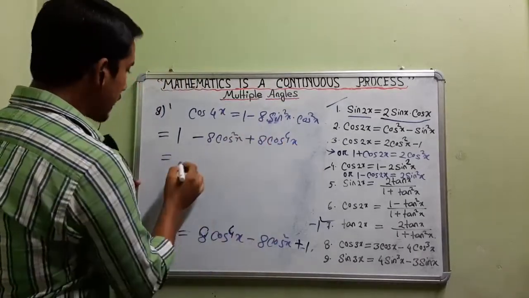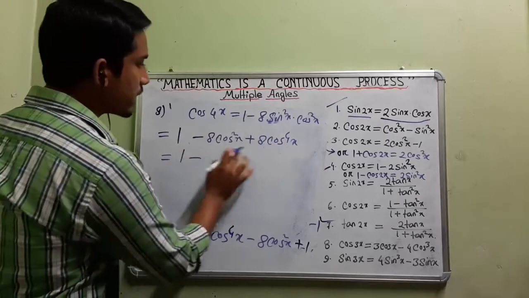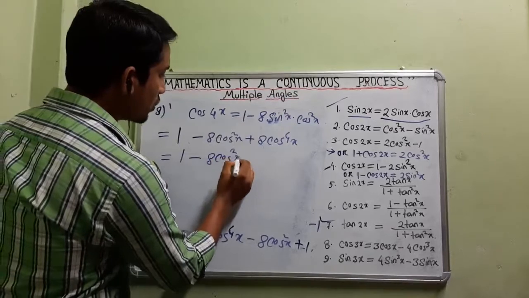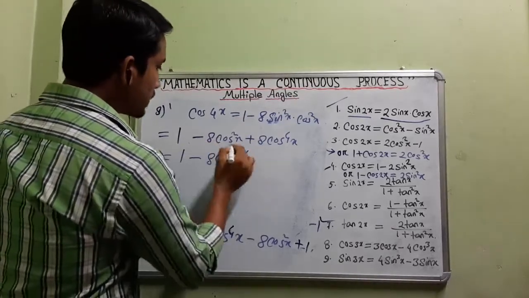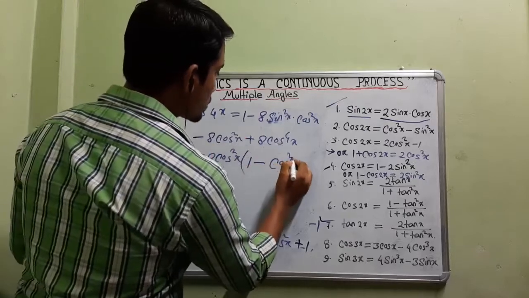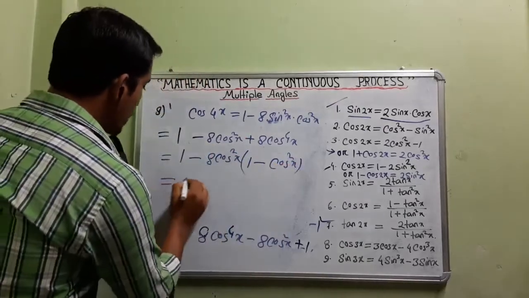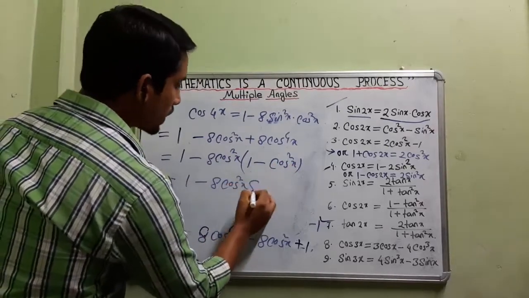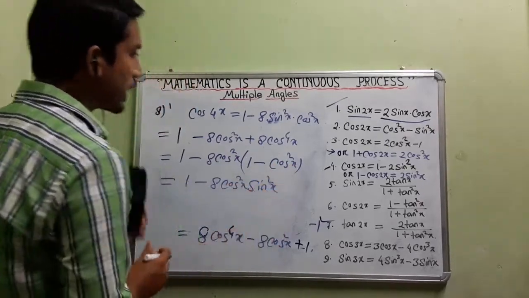Now you see, according to the proof, 1 minus, we can take something common from this 2. I am taking minus 8 cos square x common. So what am I getting? In place of this one it is only 1, and this plus will get minus. There will remain another cos square x. So now we are getting our proof. 1 minus 8 into cos square x into 1 minus cos square x will give you sin square x. So hence we got our proof.